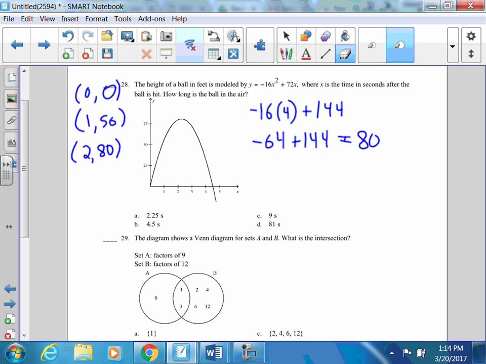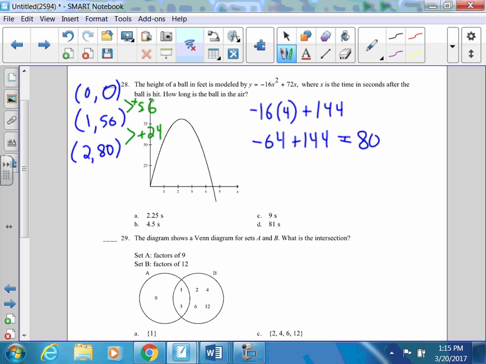Now, if you notice, from 0 seconds to 1 second, it went 56 feet in the air, plus 56. But from the first second to the second second, it only went up by 24 feet, because that's what you add to 56 to get to 80. Notice that after you hit the ball up in the air, it's going up slower and slower until it starts to fall back to the earth.